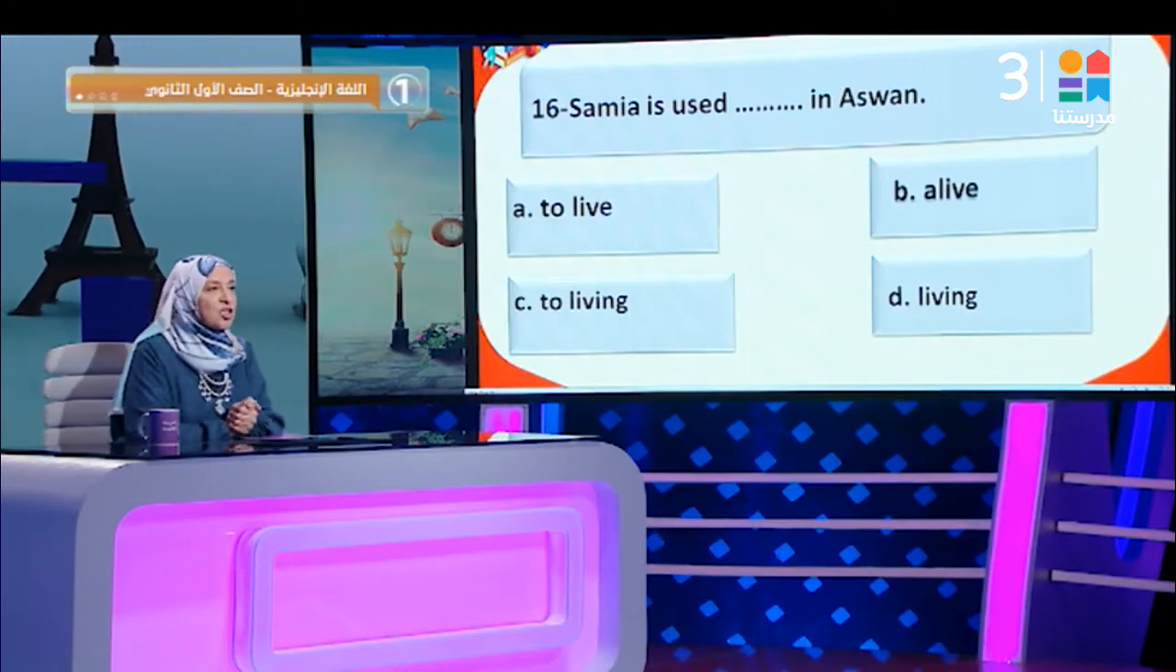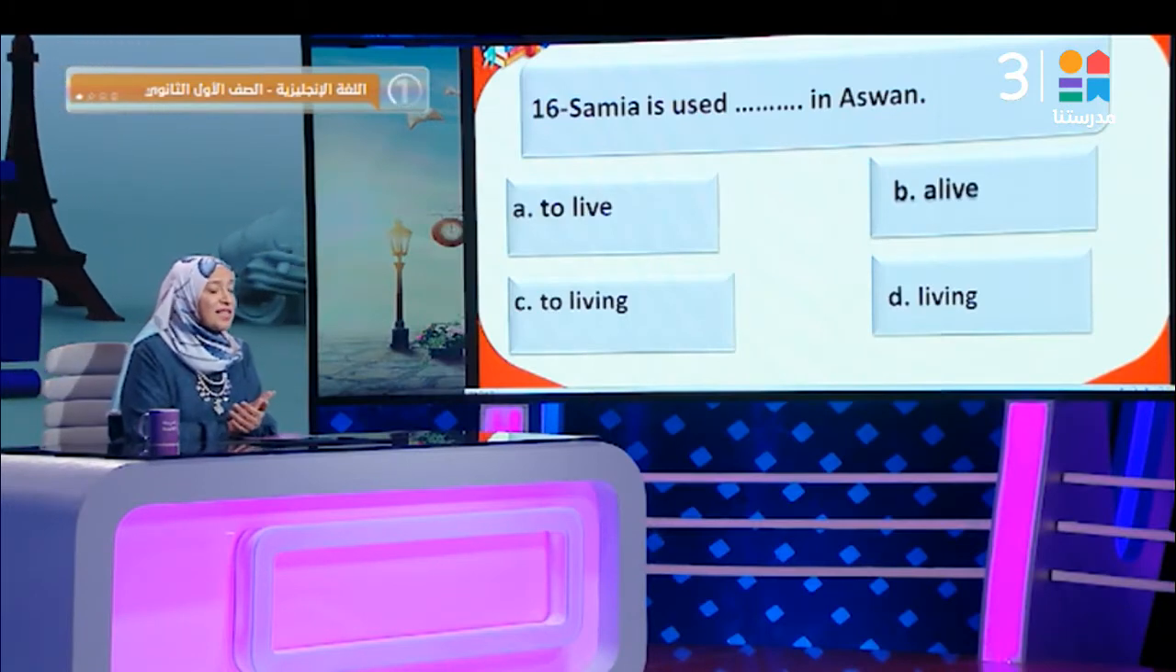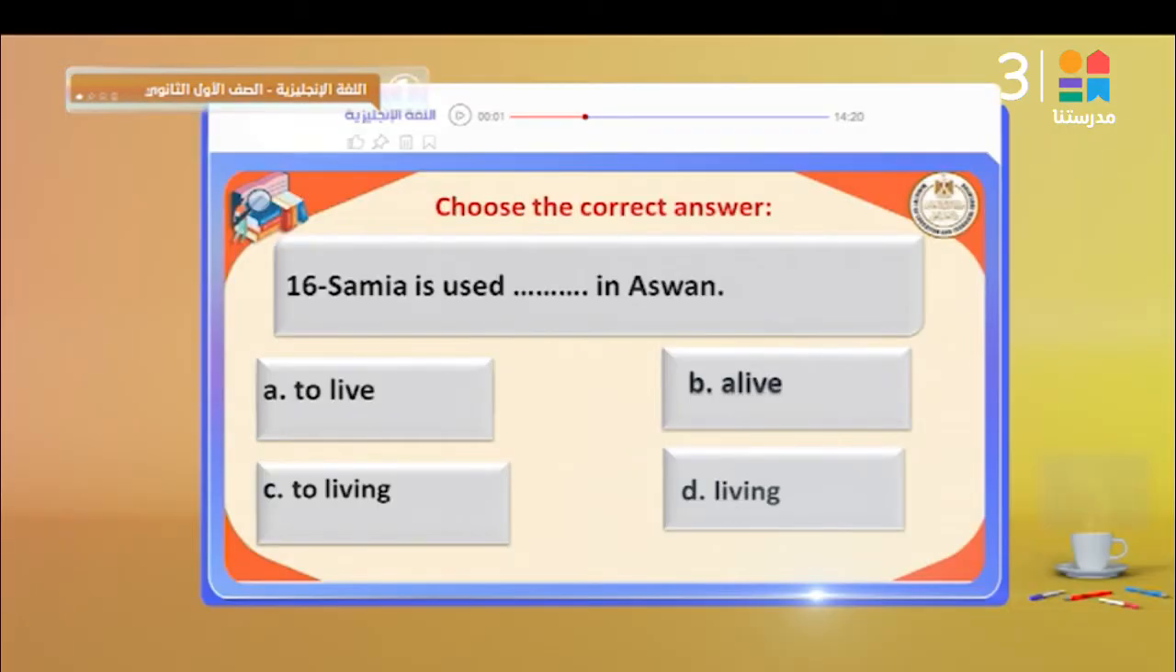The last question, Samia is used in Aswan. You remember when we said that used to, when verb to be comes before it, it's followed by what? Yes, very good. It's followed by verb ing. So we say Samia is used to living. ما نقدرش نقول to live، لا هنقول to living. Samia is used to living in Aswan.